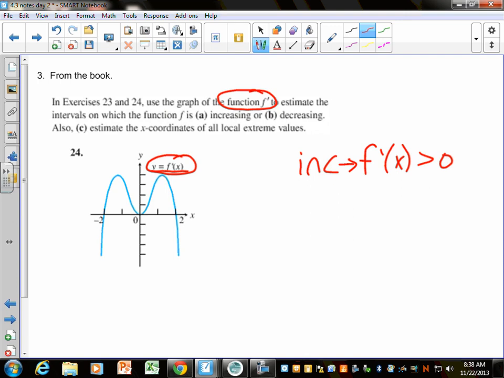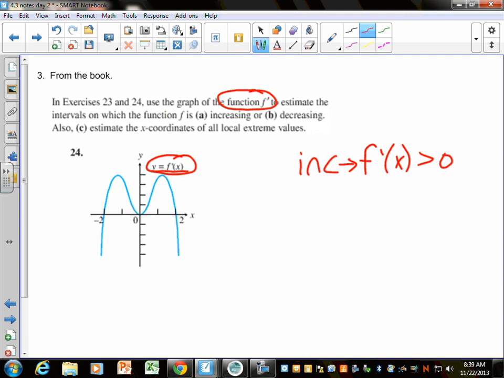It's always above 0. So here's what I don't want you to do. If they give you the derivative, don't tell me it's increasing from here to here because it's going up, right? Because that would be if it's the original function, you can just see where it's increasing. I just want to know where it's bigger than 0.